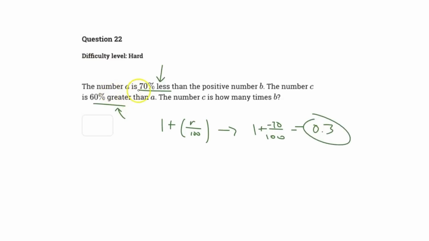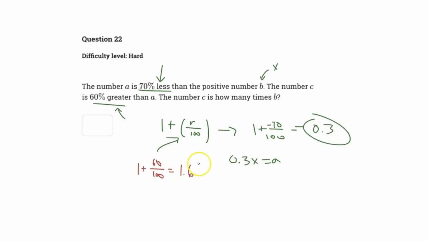So we know that the number A is 70% less than the positive number B. If we refer to B as x, we can call this 0.3x. So 0.3 times x is equivalent to the value of A. The next part says the number C is 60% greater than A. We're going to use the same percent multiplier equation, 1 plus r. Our r value is a 60% positive increase, so 60 over 100. So we know our percent multiplier is 1.6.